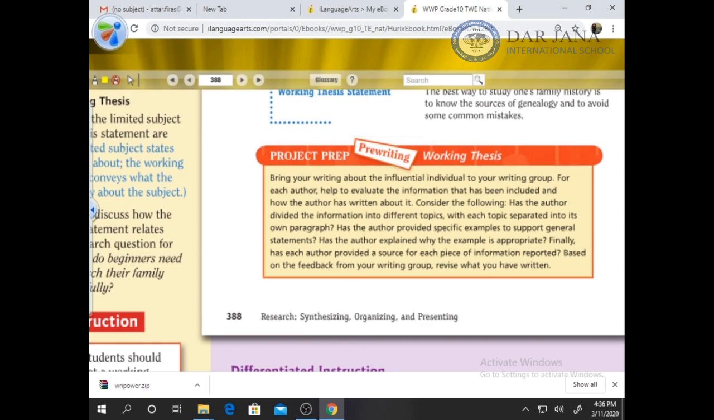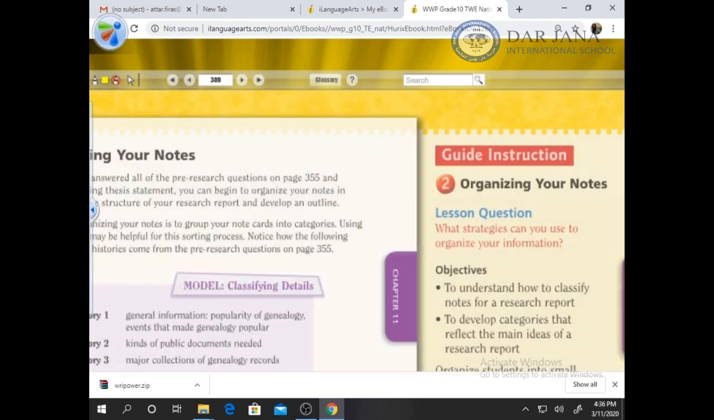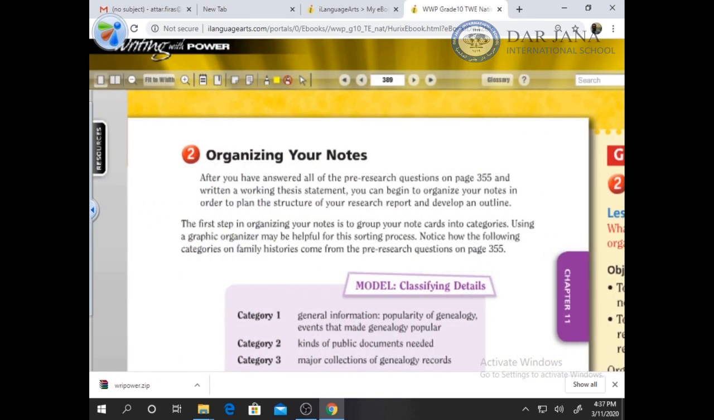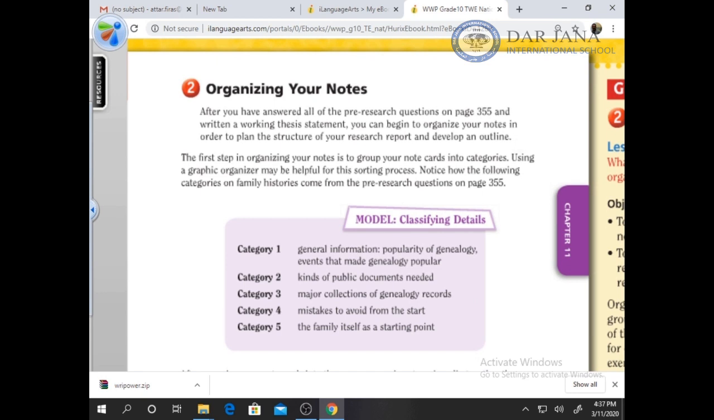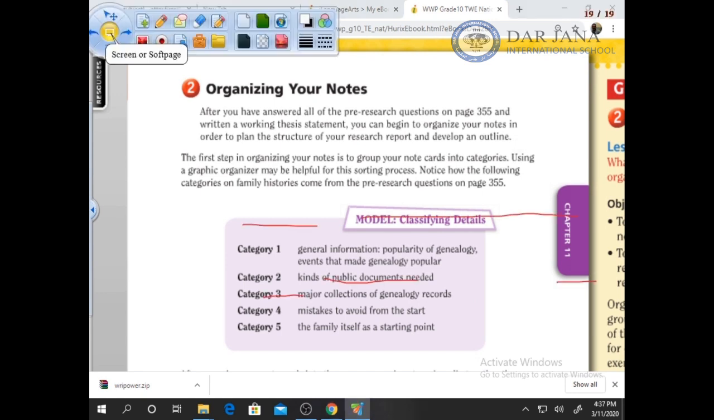Based on the feedback, you then have to revise what you have written. Now we move to page 389, organizing your notes. You now have to organize the notes from the different sources that you have previously collected. You have to organize them into groups and categories. How? Each category should include a main point.